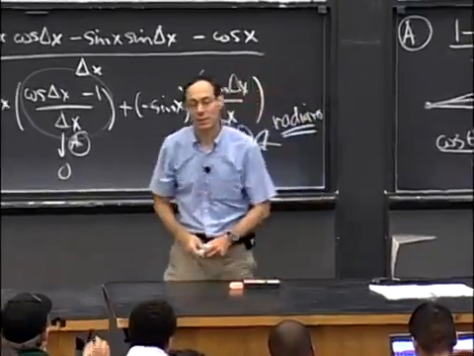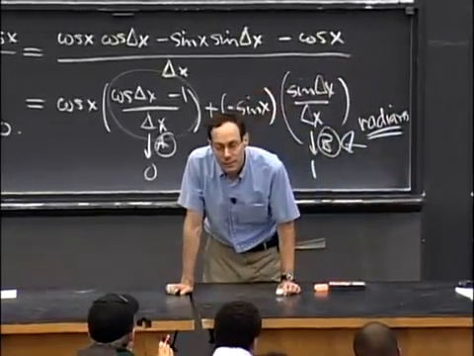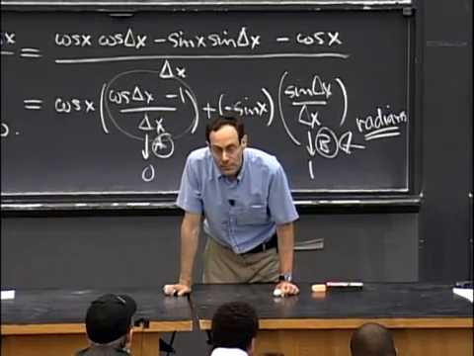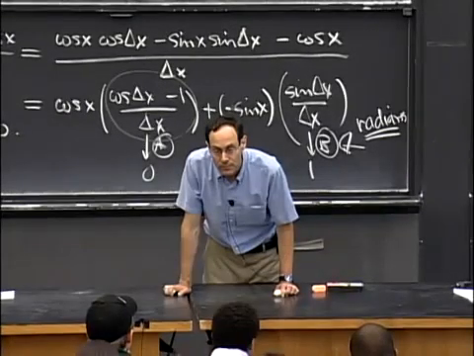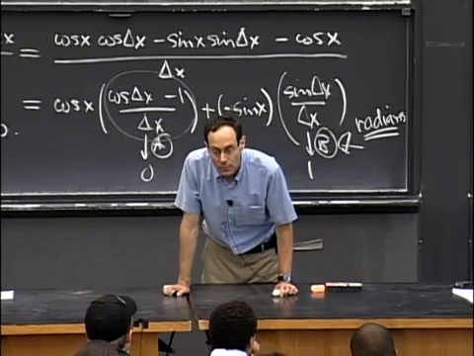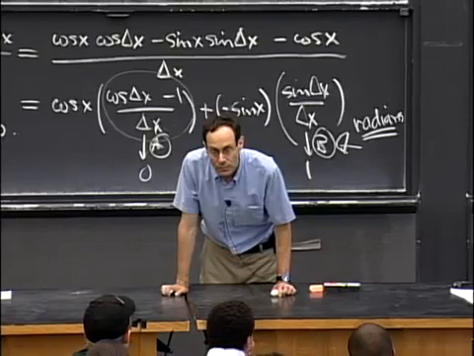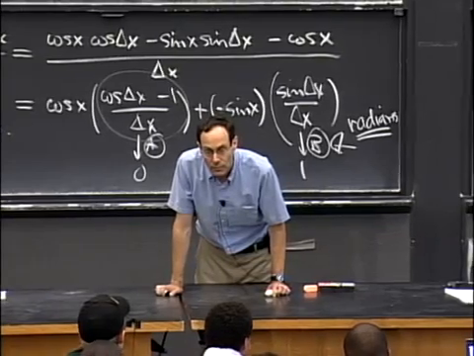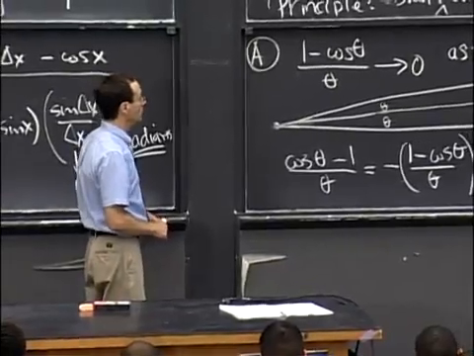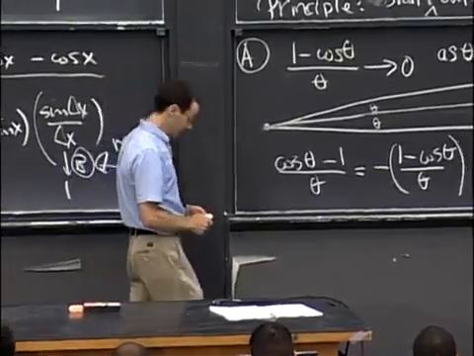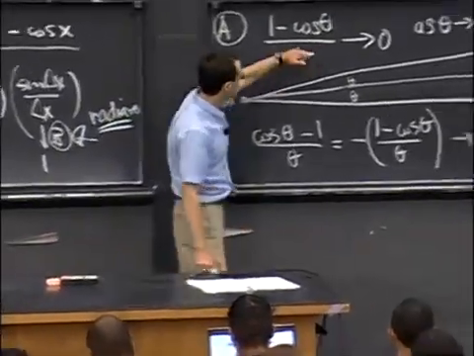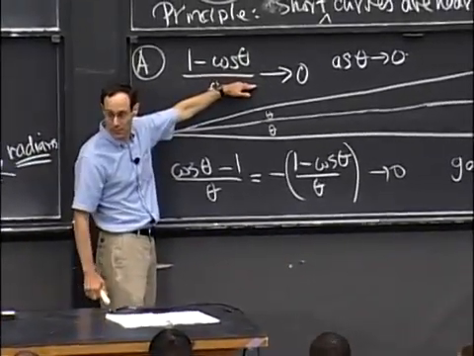Another question. For part A there, I'm having a little difficulty conceptualizing it, because it seems to me that as theta gets smaller and smaller, the ratio between 1 minus cosine theta and theta will get closer and closer to 1. I don't understand how it gets to 0 exactly. Okay, so the question is, it's hard to visualize this fact here.